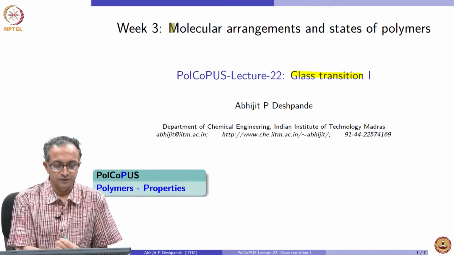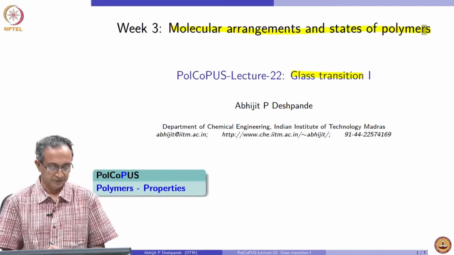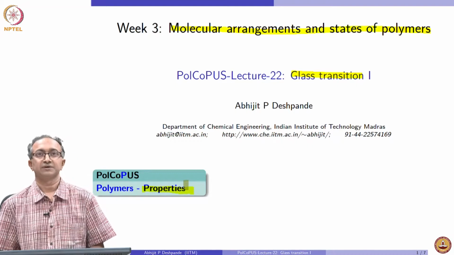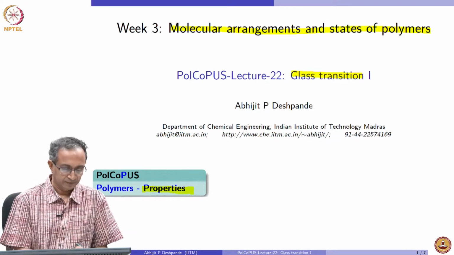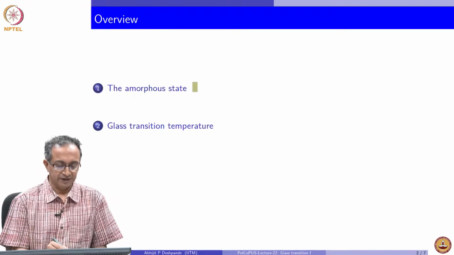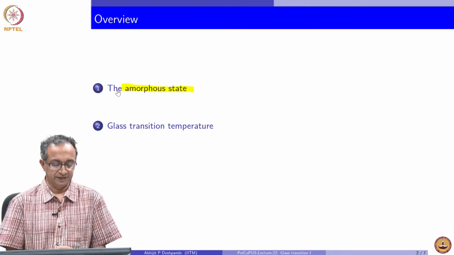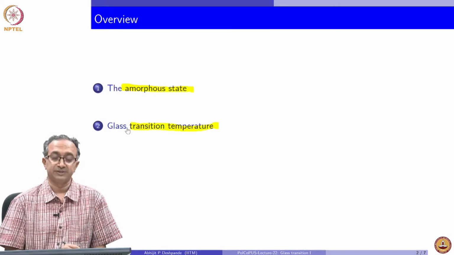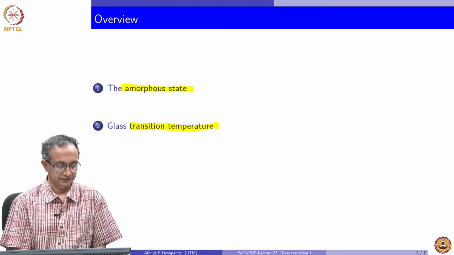And so this is our continuing look at different states of polymers, and the focus of this and the next lecture will be on measurement of properties and its estimation and quantification. So we will do this by looking at the amorphous state itself, what do we mean by it, and the transition temperature that characterizes the transition to or from amorphous state.